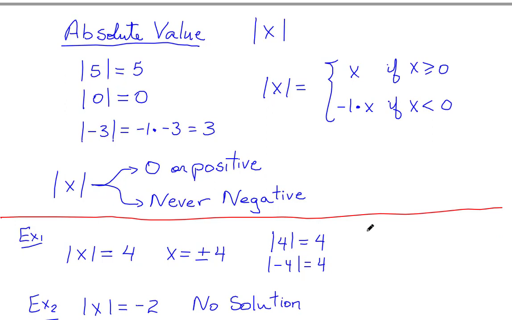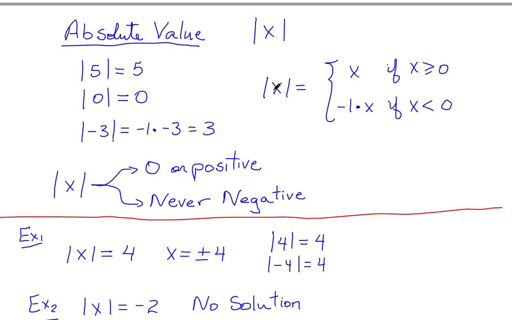Absolute value looks like two vertical lines. Absolute value of 5 is 5. Absolute value of 0 is 0. And the absolute value of minus 3 is, now typically we think of this as 3. Well, the way it does that is it takes the inside part and multiplies it by a negative 1. So negative 1 times negative 3 is a positive 3.